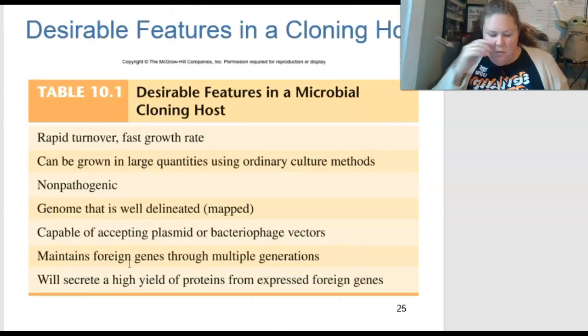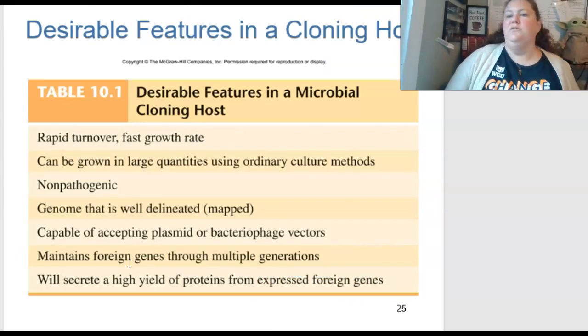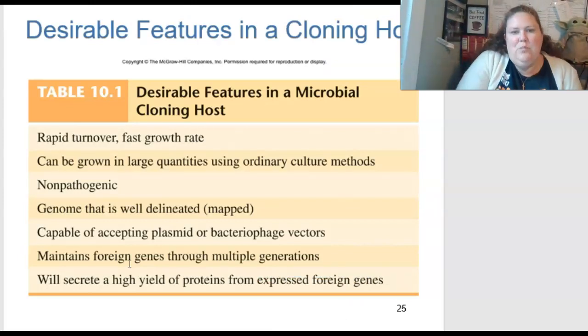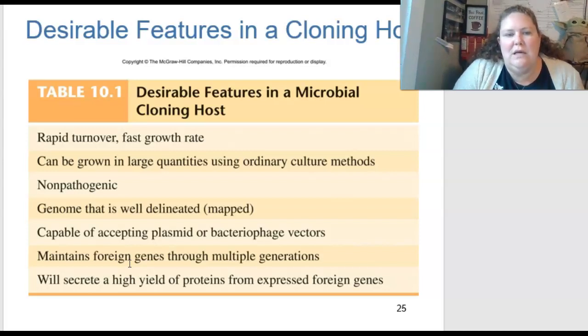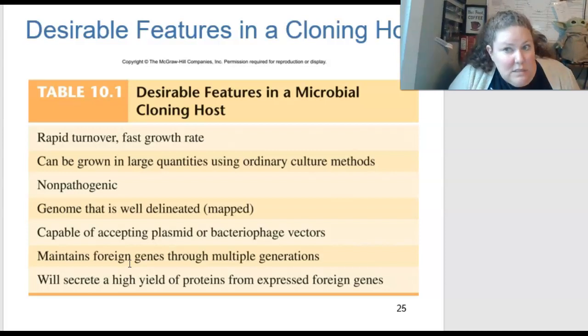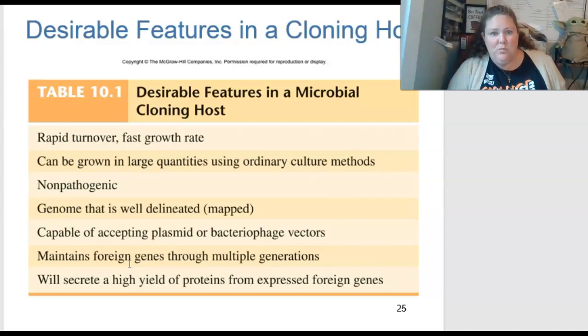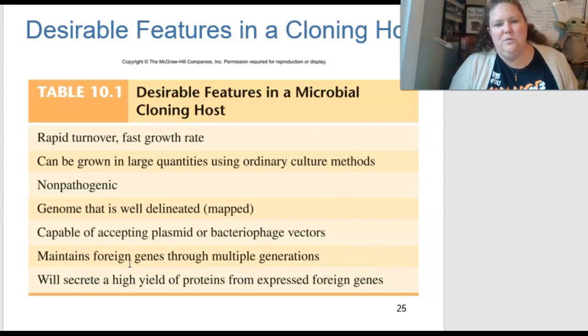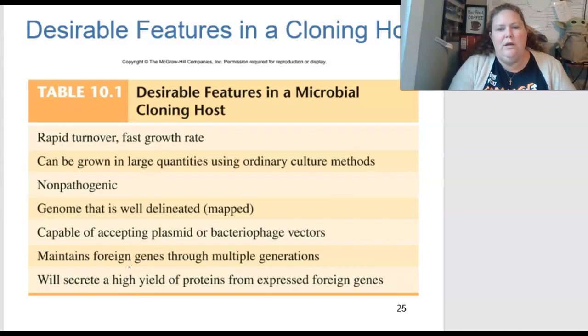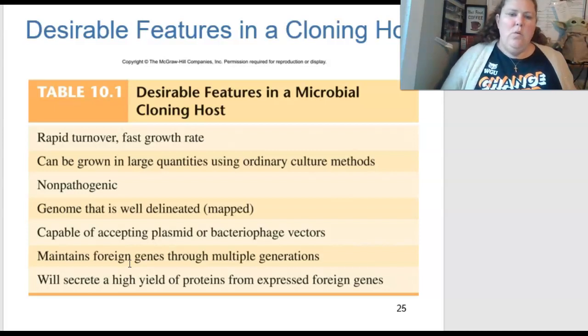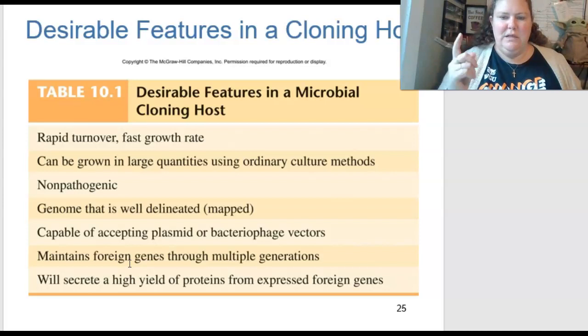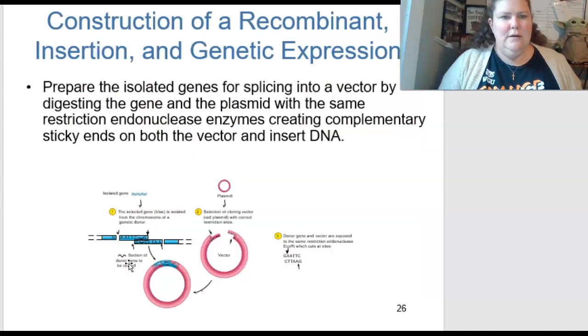Okay. So when we're looking at what the desirable features are, this is Table 10.1. They can grow really fast. They can be grown in large quantities. They are not disease causing, right? Because that's kind of important. The genome is well mapped, or delineated. It's capable of acquiring plasmids or bacteriophage vectors, and it also maintains foreign genes through multiple generations. And we also want it to secrete a high yield of protein from the expressed foreign genes.